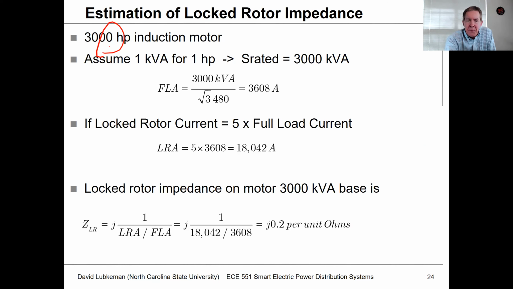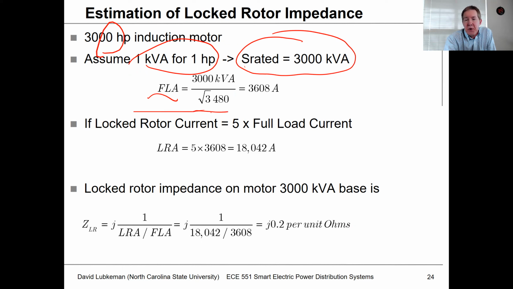And so I'm going to assume 1 kVA per horse, or 1,000 volt-amperes per horse. In this case, if I have a 3,000 horsepower machine, what this means is the rated kVA input is simply 3,000 kVA. To get the full load current, I take the 3,000 kVA and divide by square root of 3 times 480. It's a 480 volt load, and I get 3,608 amperes for the full load current.